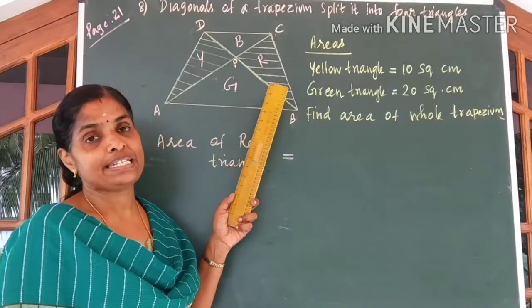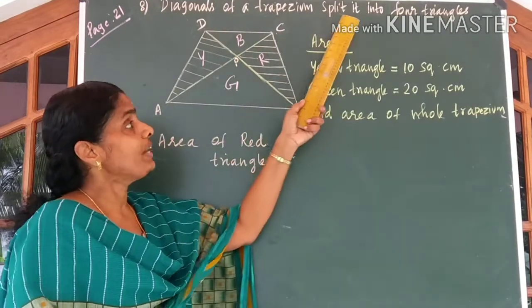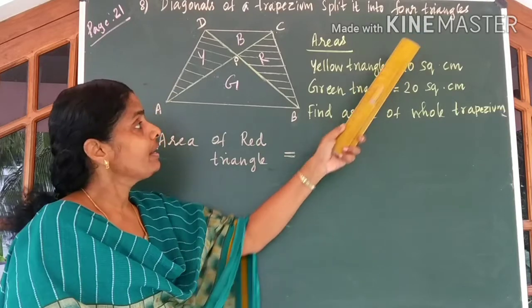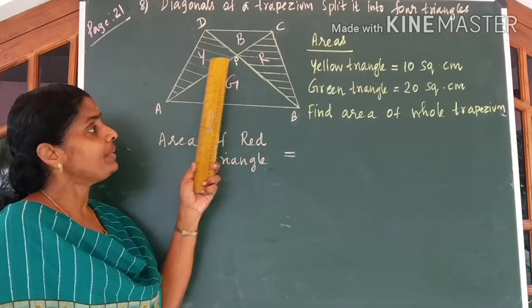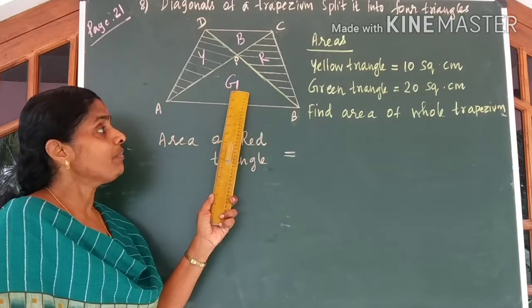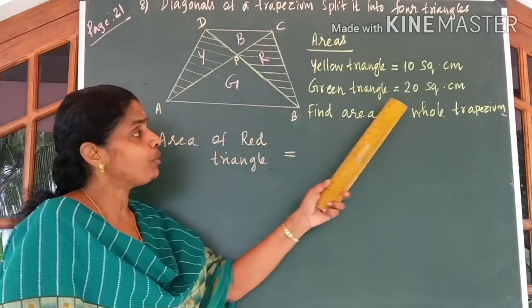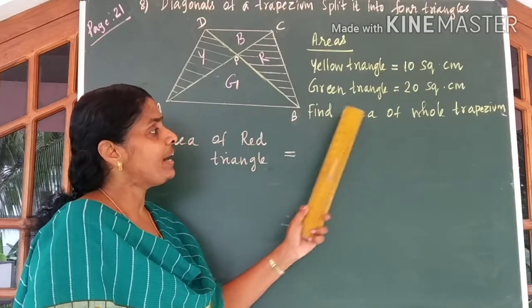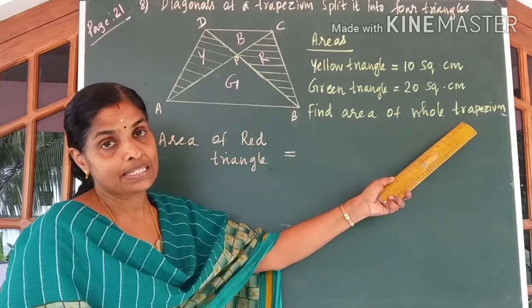Look at the next question, children. Diagonals of a trapezium split into 4 triangles. Area of the yellow triangle is given to be 10 square centimeter. Area of the green triangle is given to be 20 square centimeter. Our question is to find the area of the whole trapezium.